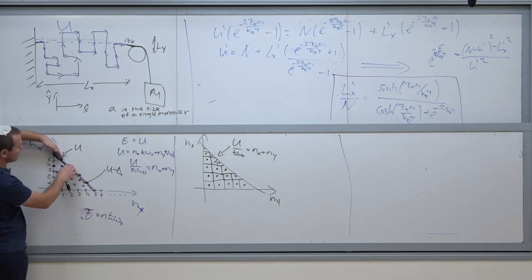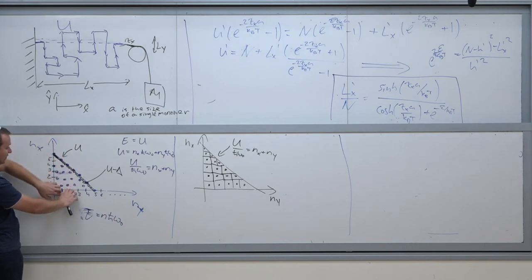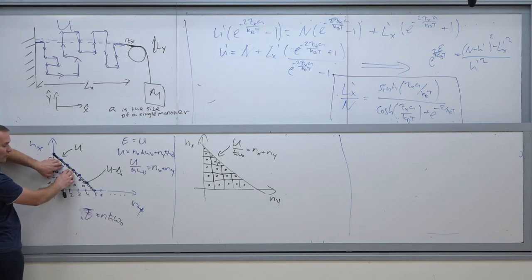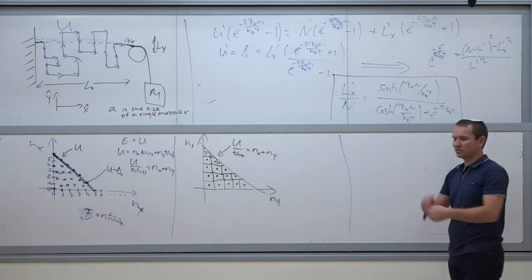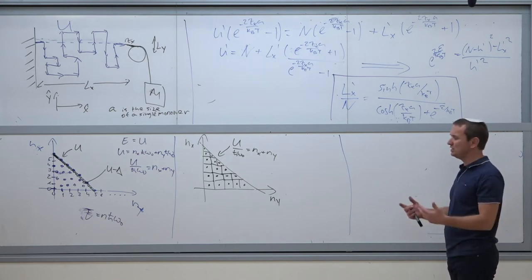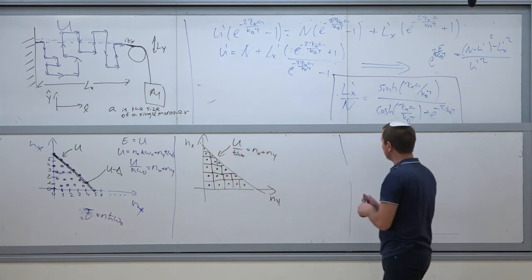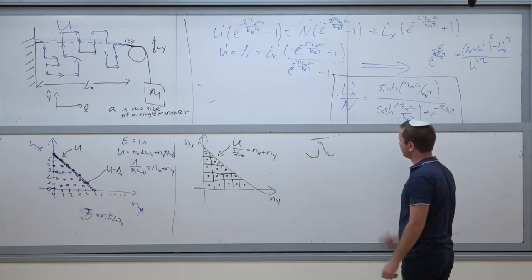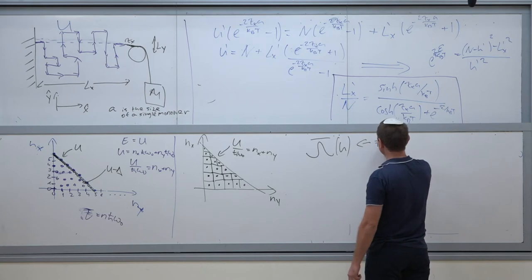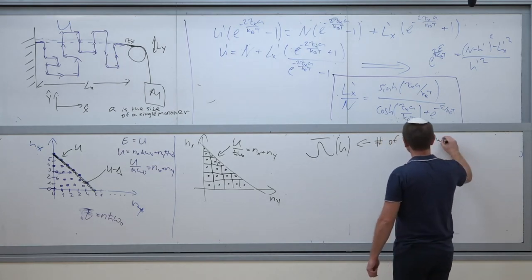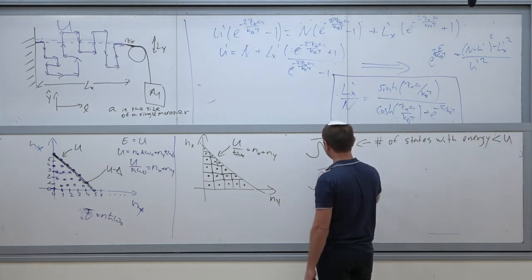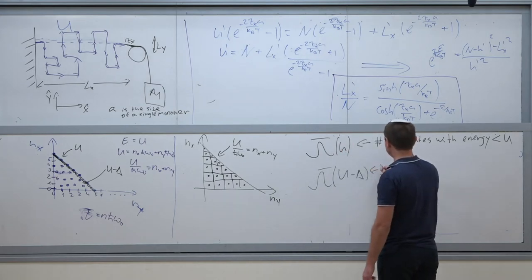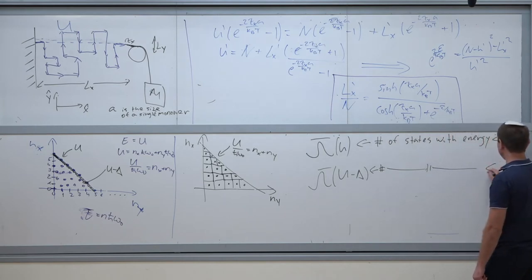I can compute the total number of states with energy lower than u, so all this area over here, minus the total number of states with energy lower than u minus delta. Each time, I only need to compute an area. So instead of counting, I need to integrate over specific regions. I will say that omega hat of u is the number of states with energy smaller than u, and omega hat of u minus delta is the number of states with energy smaller than u minus delta.